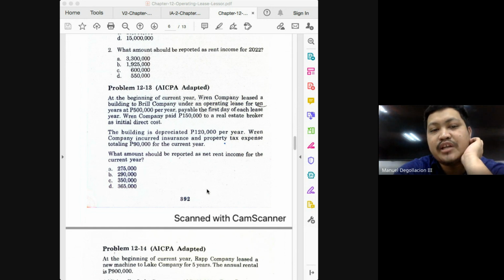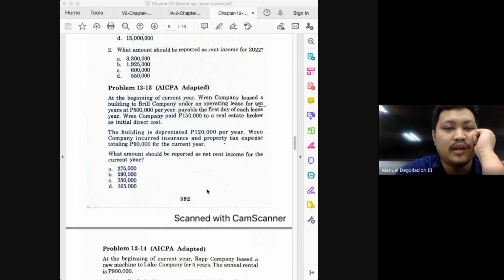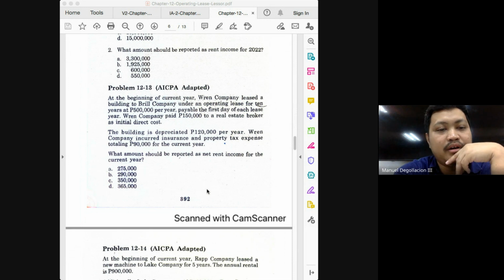The building is depreciated 120,000 per year. The company incurred insurance and property tax expense totaling 90,000 for the current year. Okay, so property tax and insurance, expense outright. But be careful if the insurance is good for more than 1 year. But here the problem is clear that the insurance is for the current year. So it will have to be expense outright. Okay, there's nothing tricky with our rental income. Our rental income would be 500,000 per year.